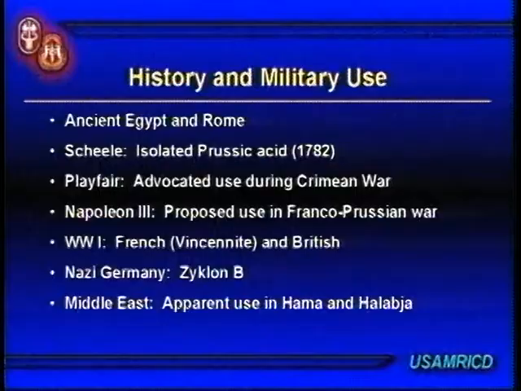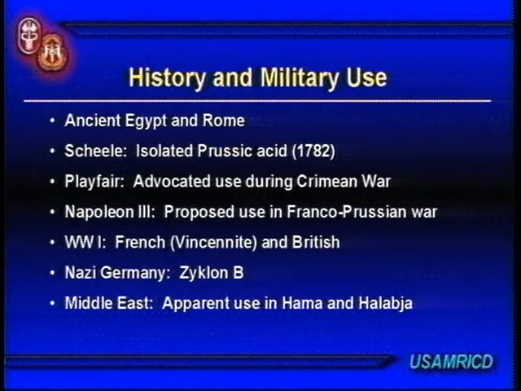Now that's slightly different from what happens in gas chambers today, because a cyanide salt is dropped into an acid and releases hydrogen cyanide. Not quite the same mechanism, but the same result. And in the Middle East, we know that the Iraqis used nerve gas. We know that the Iraqis used mustard.